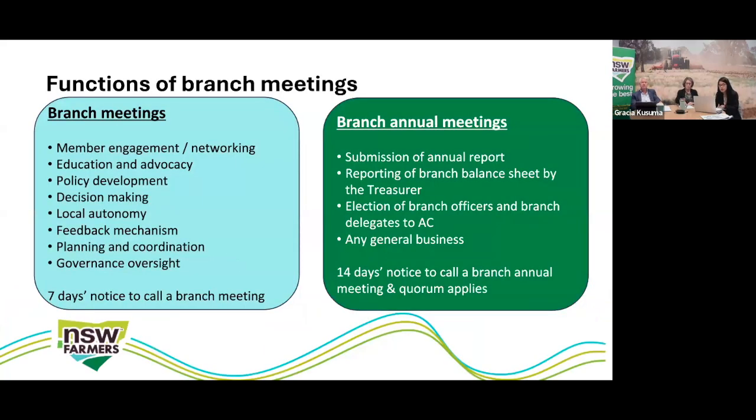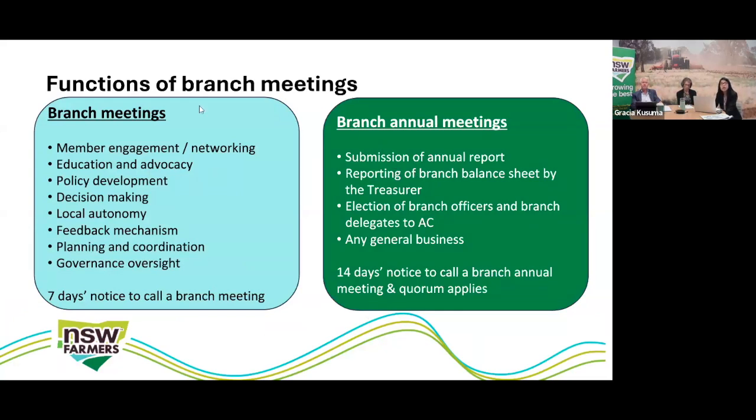Now, in terms of meetings, meetings for branches are the forum in which branches operate, make decisions, and discuss key issues. There are generally two types of meetings: ordinary meetings as well as branch annual meetings. Branch annual meetings tend to be stricter in terms of the rule that applies, because that is the provision of our constitution.